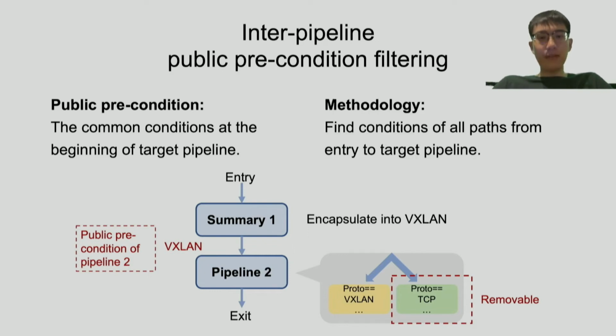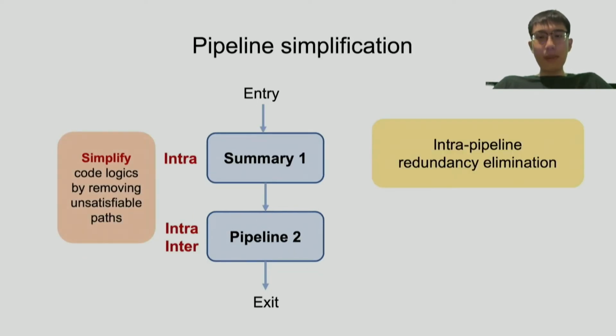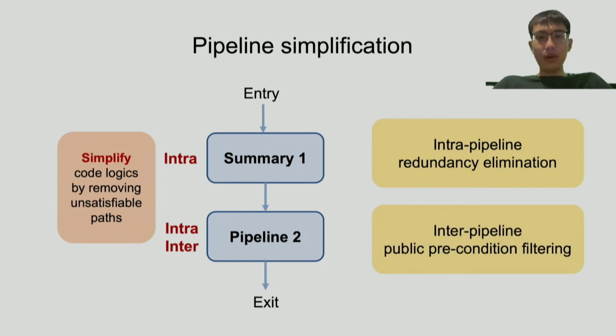To solve the public precondition of the target pipeline, Meissa leverages the DFS and symbolic execution to get the conditions of all paths from the entry to the target pipeline. After that, the common conditions are used for pruning, and the target pipeline will get further simplified. With both techniques of code summary, intra-pipeline redundancy elimination and inter-pipeline public precondition filtering, Pipeline 2 is simplified into a summary. Note that in this case, Pipeline 1 has no preconditions, so we only conduct intra-pipeline techniques to summarize it. We can also set constraints in the specifications as preconditions of Pipeline 1.